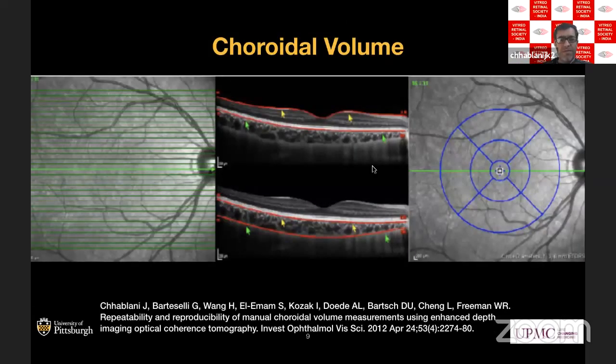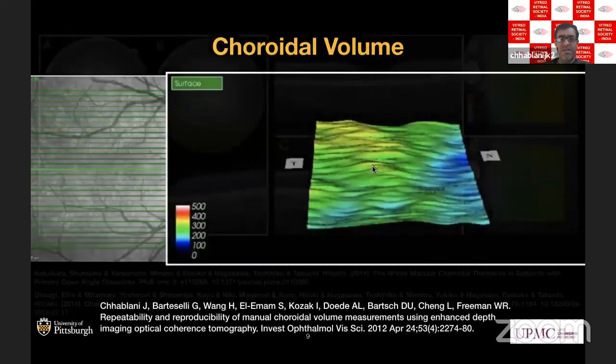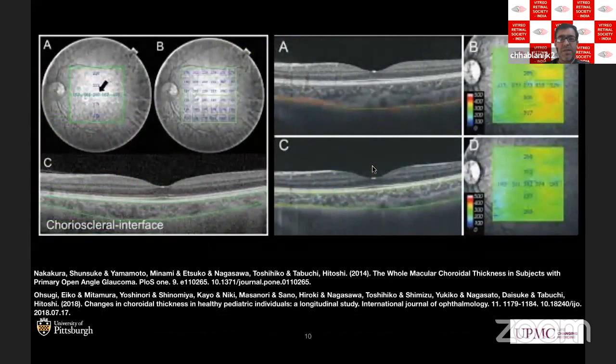We worked to develop an algorithm for choroidal volume in 2013, and it is now pretty much available in almost all the commercial devices, where you can get a choroidal thickness grid, as you can see on the left, as well as a choroidal volume with distribution in different sectors, as you can see on the right.